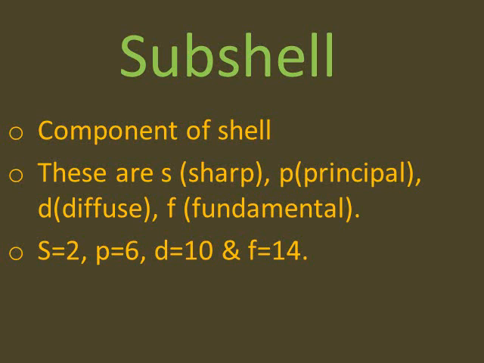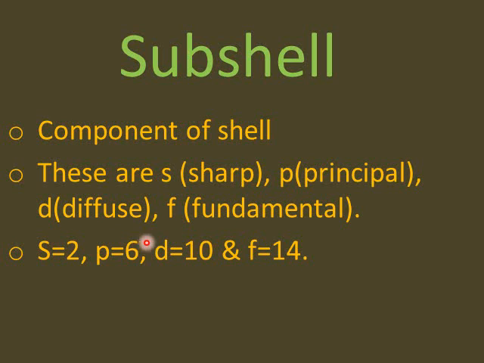Subshells. Now the components of the shell are known as subshells. Like if I say that a house is a shell, then the rooms in the house will be the subshells. So there are four subshells: s, p, d and f. Now s stands for sharp, p for principal, d for diffuse and f for fundamental.